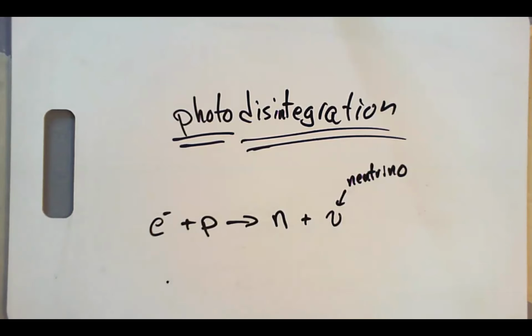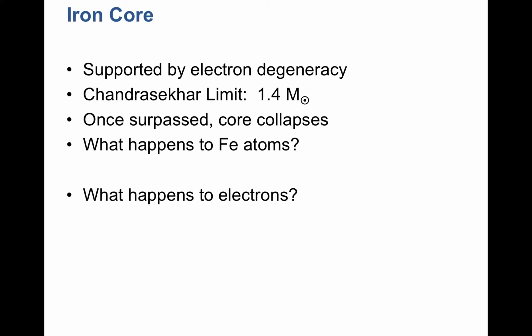Okay. Let's go back to our slide. Okay, so we've covered this entire slide. The iron atoms get photodisintegrated, the electrons combine with protons to make neutrons. Now, the whole thing that was roughly the size of the Earth is all of a sudden no longer able to support itself, and it's just freely falling. And it doesn't take long for it to fall all the way to the center.